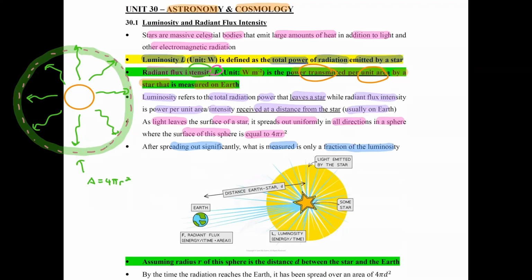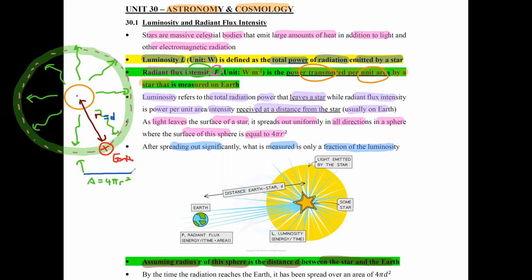Let's consider that you want to measure the radiant flux intensity on the Earth. Before you can go about doing that, there's one assumption that you first need to make. That one being that the radius r of the sphere where the power is spread out to is the distance d between the star and the Earth. If you look at the diagram that has been drawn, the radius of your sphere is actually this one. But at the same time, it is also the distance d between the star and the Earth. So r will be equal to d.